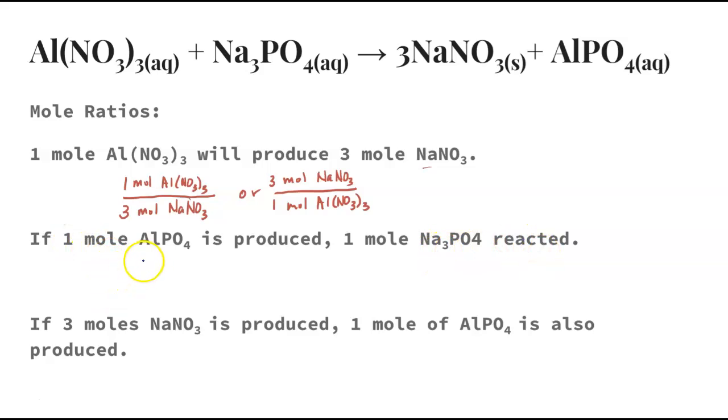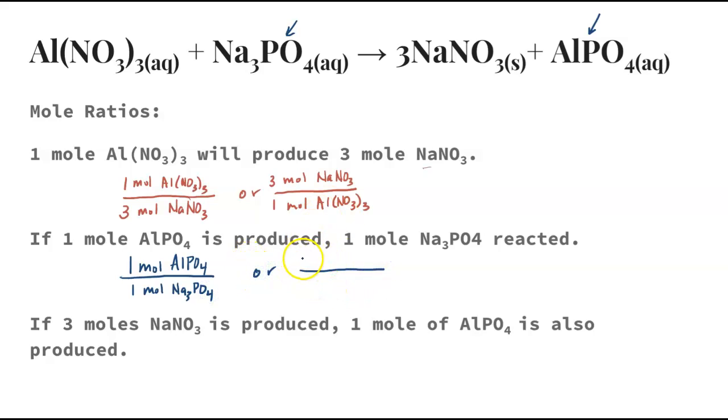So let's create that ratio. That ratio is a 1-to-1 ratio. So I can put 1 mole, and just as a reminder, here's where they are. So I can say 1 mole of AlPO4 in my conversion factor will react with 1 mole of Na3PO4. Or I can flip it around.